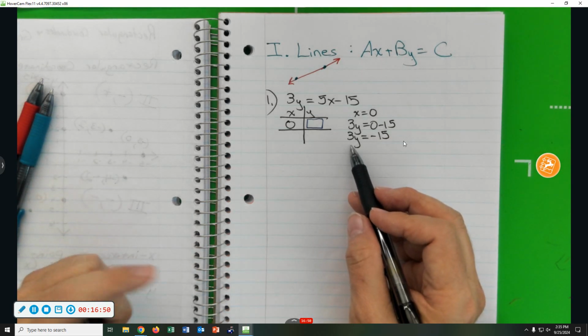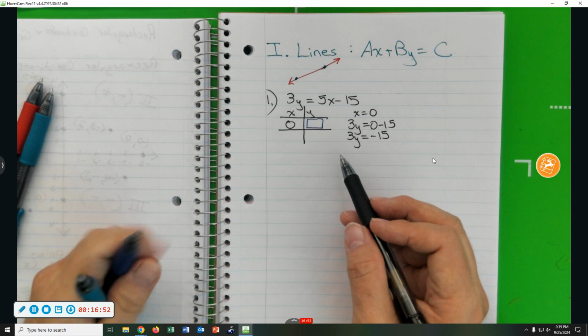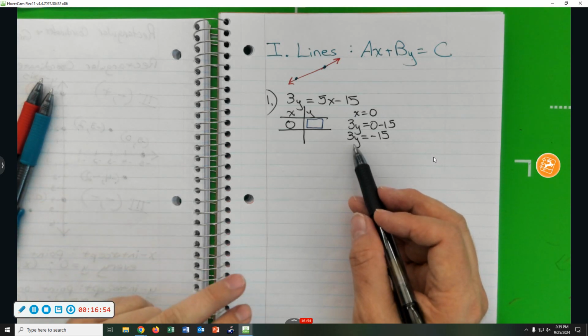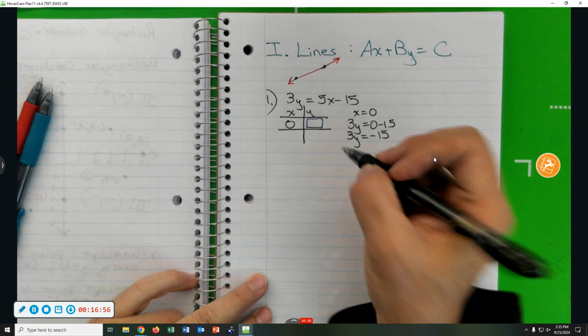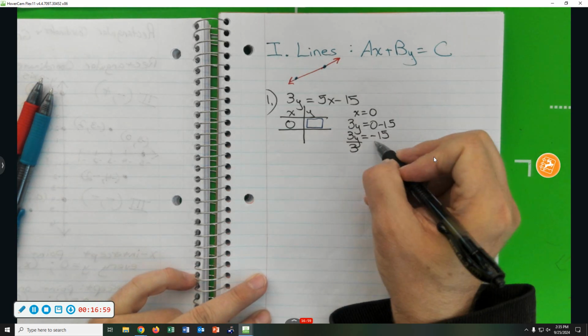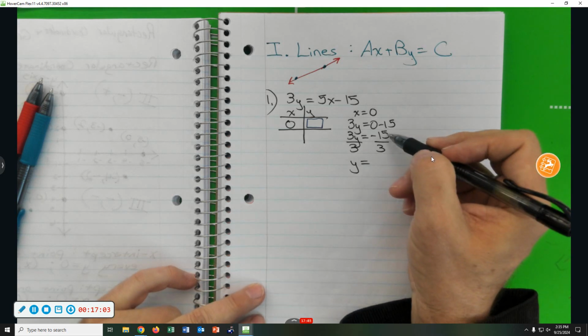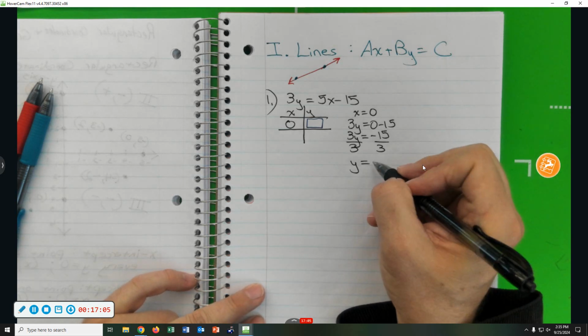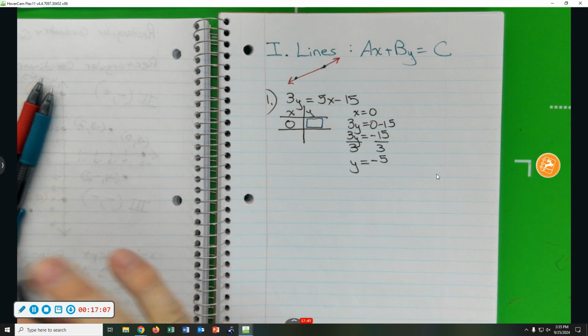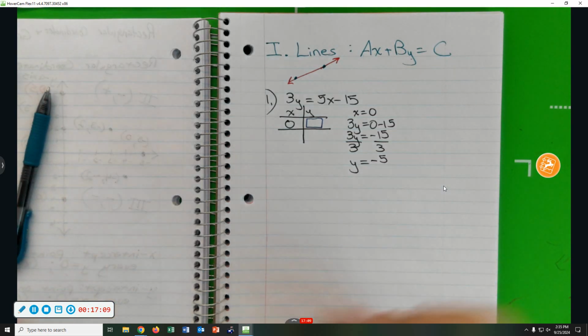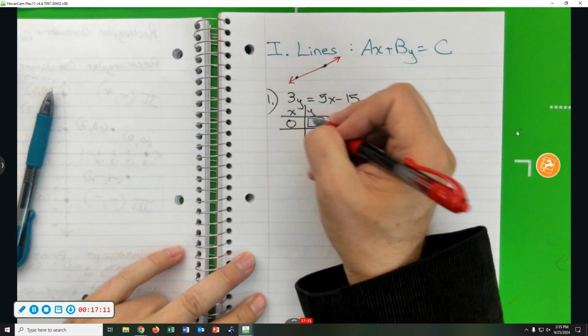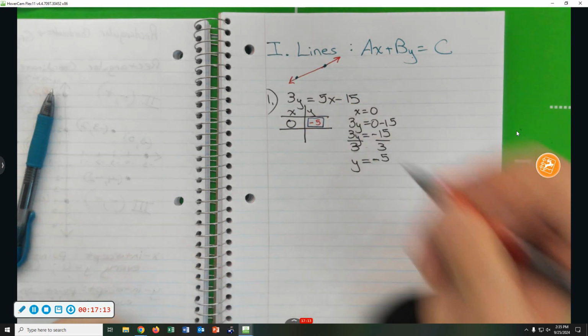We know what to do to get rid of that 3. We want y by itself. So what are we going to do? Divide by 3. Negative 15 divided by 3 gives me a negative 5. So I've just found one ordered pair. The ordered pair is 0, negative 5.